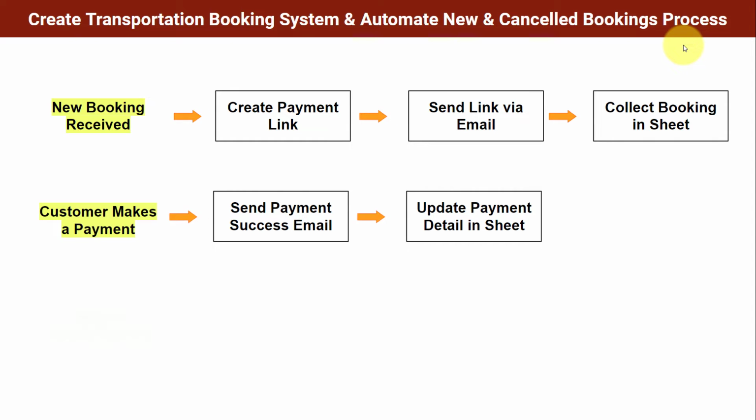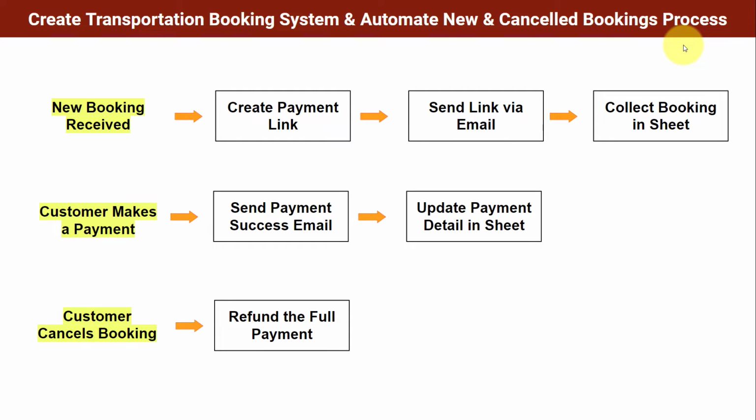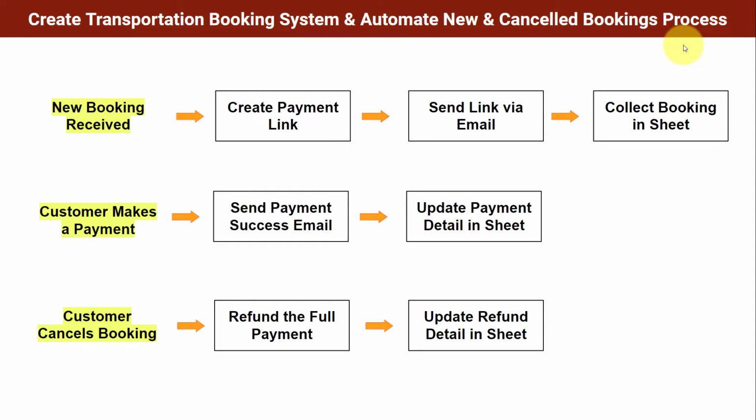Now what will happen when the customer will cancel the booking before the booking date will arrive? Okay, so we are going to automatically refund the full payment to our customer, and again we are going to update our spreadsheet, and this time the status will be changed from paid to refund. Okay, so this is how we are going to automate this process.